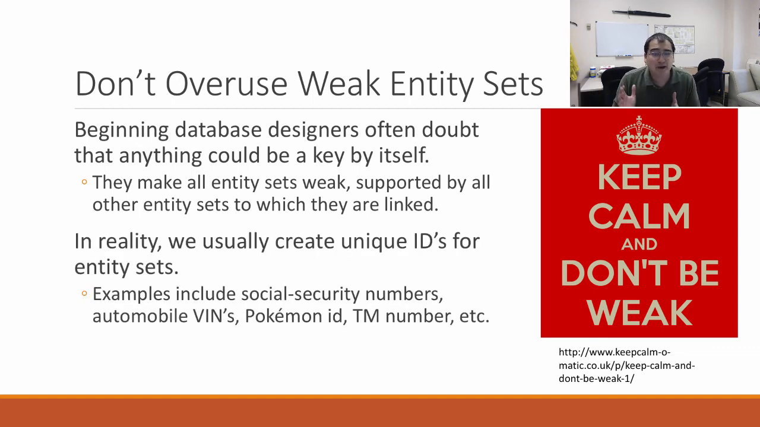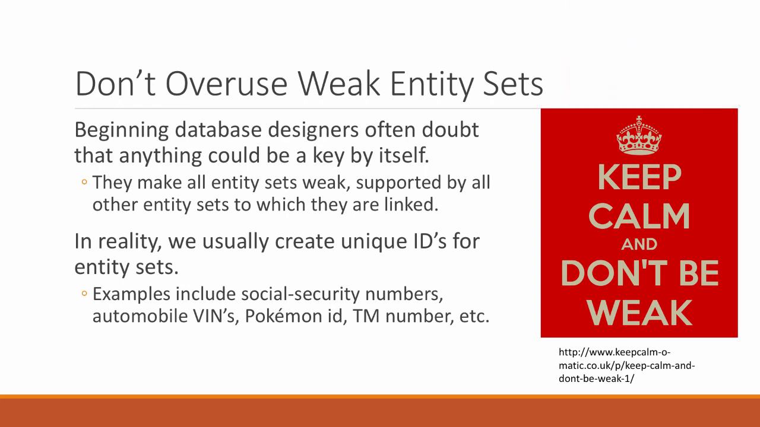And in reality, we tend to be pretty okay with having unique IDs for entity sets. For instance, we have things in our database like social security numbers and automobile vehicle identification numbers. We have Pokemon IDs. We have trainer machine numbers, and etc. We often make unique IDs, and sometimes we hide them. Sometimes we keep them secret in the database, but we usually have unique IDs for many of the things that we want to keep in our database. And you shouldn't be too scared to make those sorts of IDs if you need them.